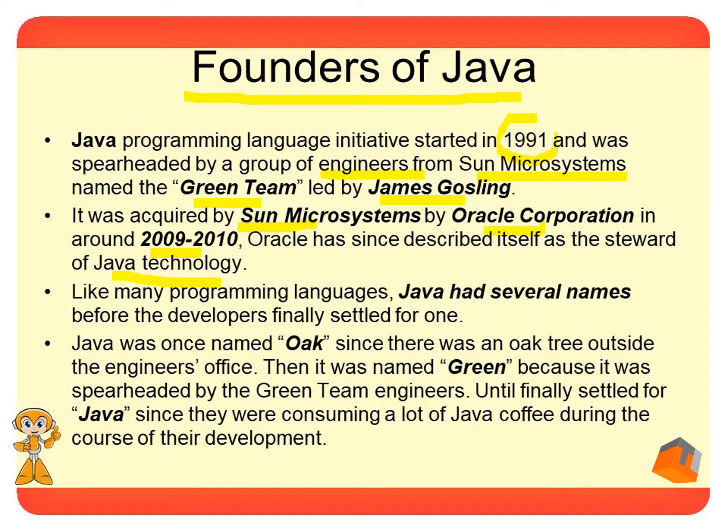Like many programming languages, Java had several names before the developers finally settled on one. Java was once named Oak, since there was an oak tree outside the engineer's office. Then it was named Green because it was spearheaded by the Green Team engineers, until finally settling on Java, since they were consuming a lot of Java coffee during development. So there are three names of Java: first, Oak, the Green, and the Java.